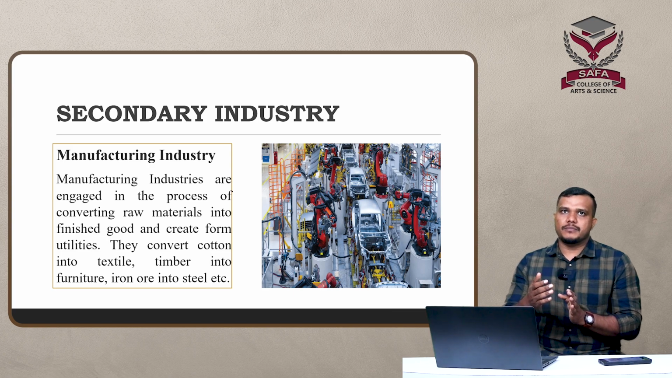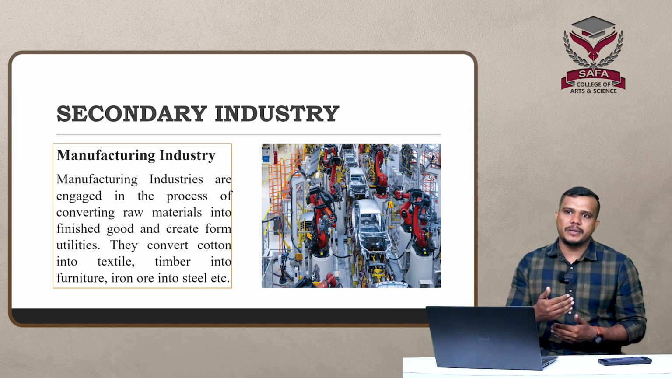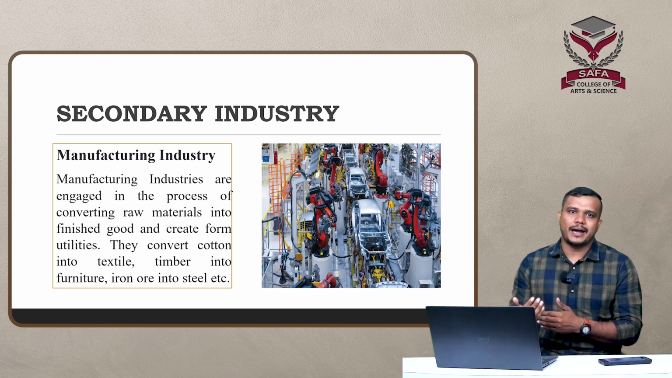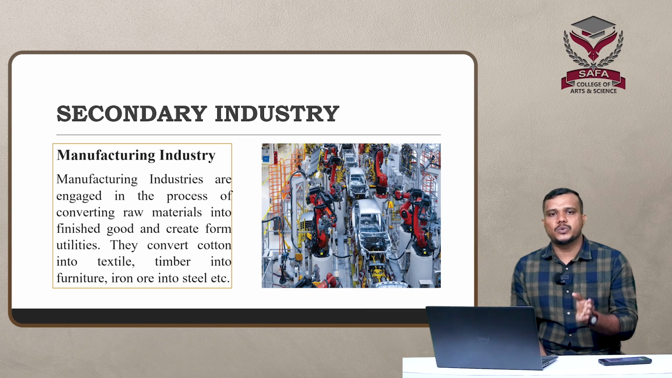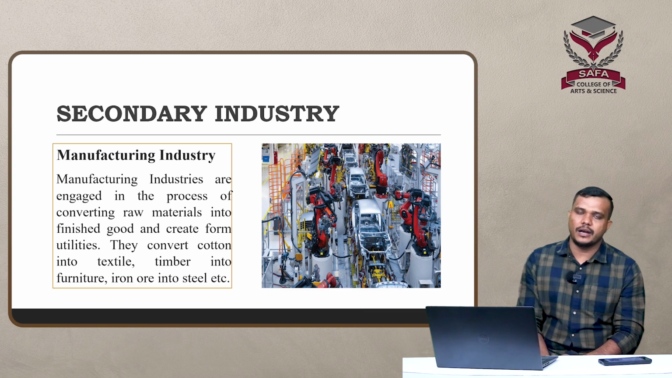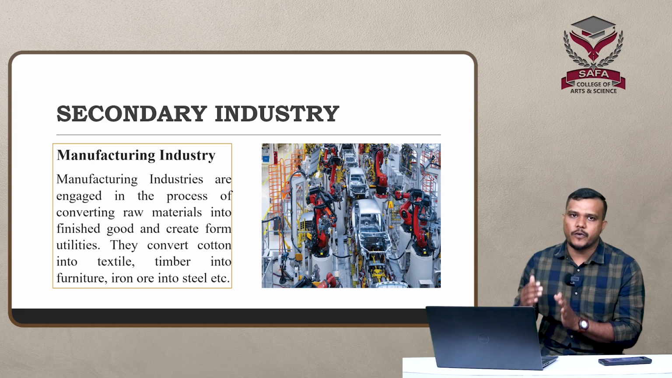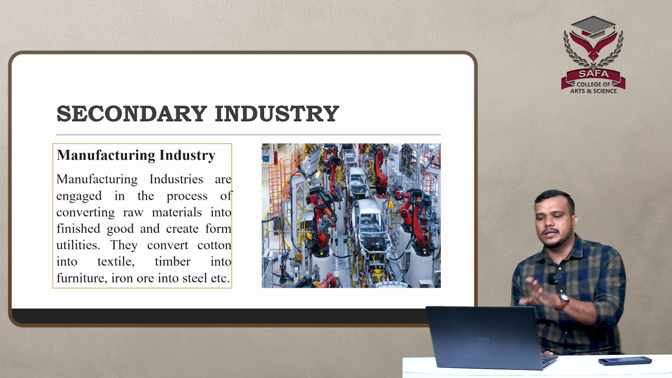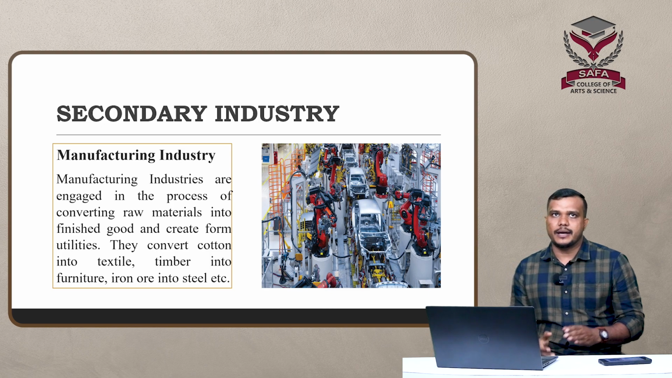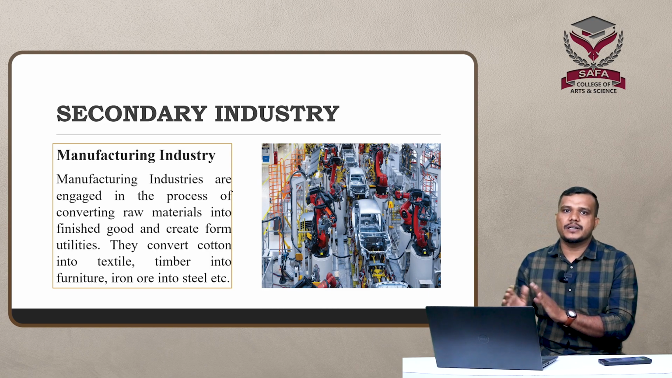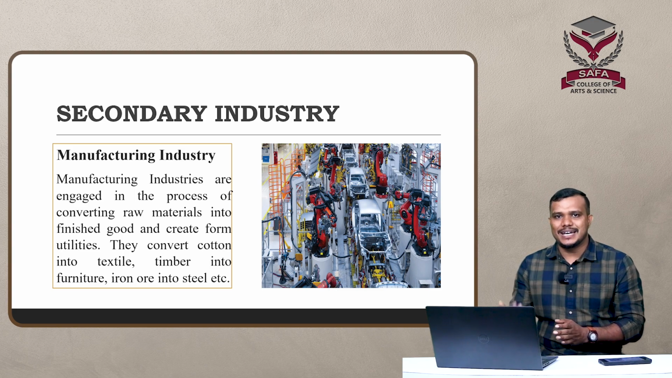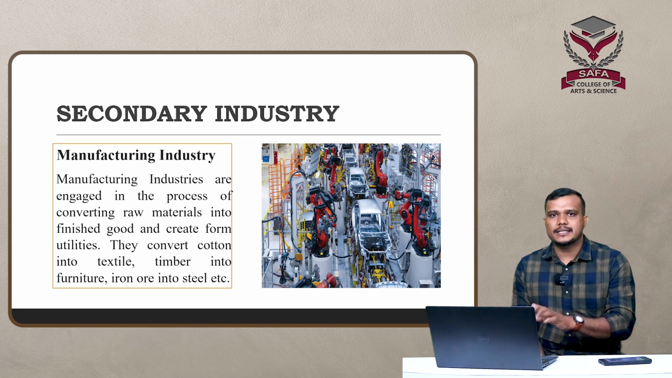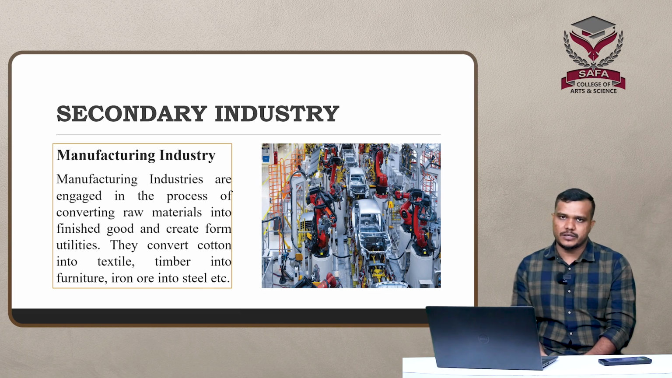So in primary industry, we will get raw materials. The consumers can use the raw materials, so they will be converted into finished products. This process is engaged in the manufacturing industry. The manufacturing industry is mainly focused on converting raw material into finished goods, like timber converted into furniture or iron converted into steel. These are examples of the manufacturing industry.